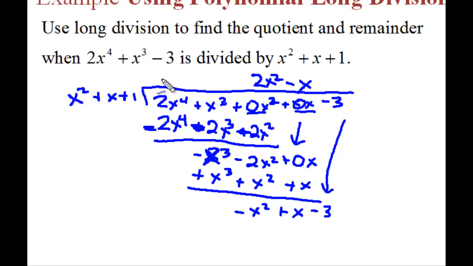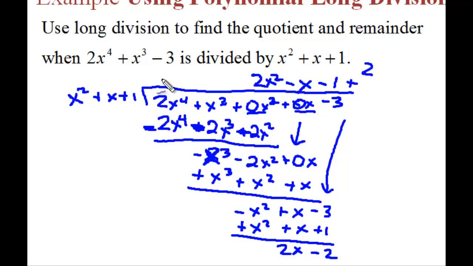and x squared goes into negative x squared negative 1 time, and again the terms line up nicely. Multiply, we get negative x squared minus x minus 1. Draw the line, change the signs, and we end up with 2x minus 2. So the answer is 2x squared minus x minus 1 plus our remainder 2x minus 2 over x squared plus x plus 1.